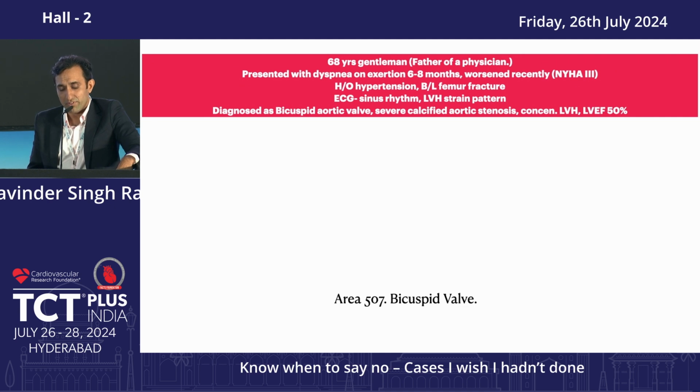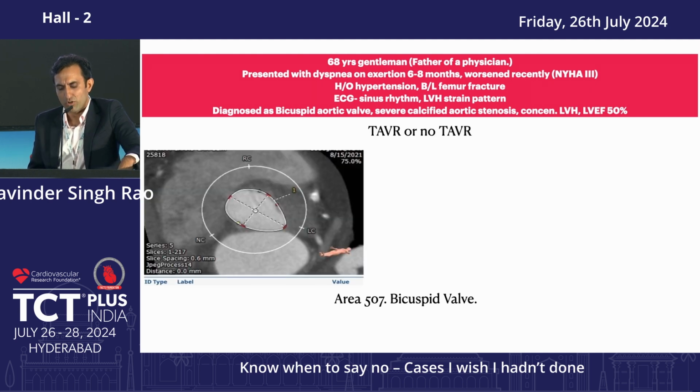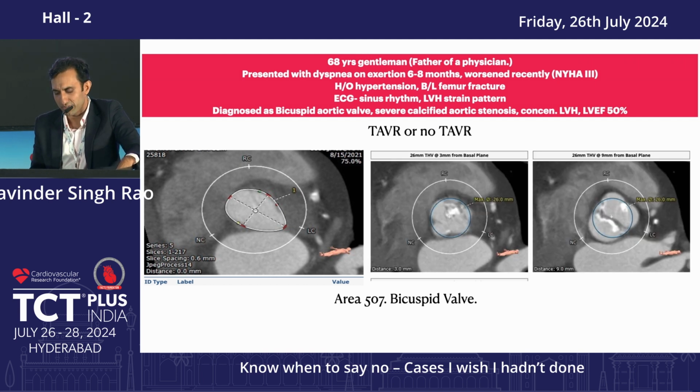A 68-year-old gentleman, father of a physician, that's already a risk factor in India. Presented with dyspnea on exertion, standard history, standard symptoms, TAVR or no TAVR? 68-year-old patient, yes, we would offer a TAVR evaluation for sure. This is the CT scan: no calcium in the annulus, a bicuspid anatomy, 26 millimeter Sapien 3.